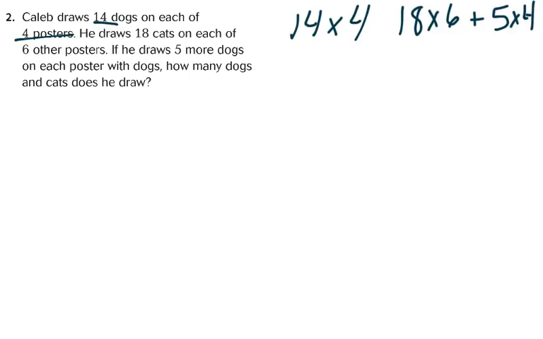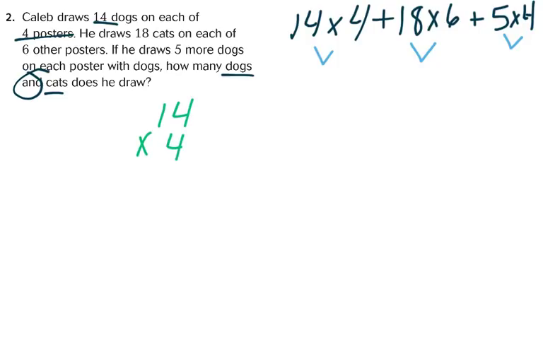Draws 14 dogs on each of 4 posters, 14 times 4. Then he draws 18 cats on each of 6 other posters. If he draws 5 more dogs on each poster with dogs, how many dogs and cats does he draw? So each of these pieces I am adding together. Now I have 3 multiplication problems that I have to solve. I have to solve 14 times 4, I need to solve 18 times 6, and then I need to solve 5 times 4, because after he draws 14 dogs on those 4 posters, he's going and drawing 5 more dogs on each poster. Okay, so let's start with 14 times 4.